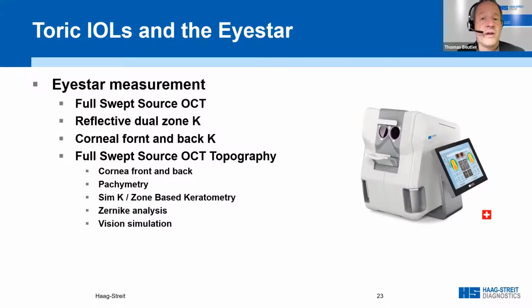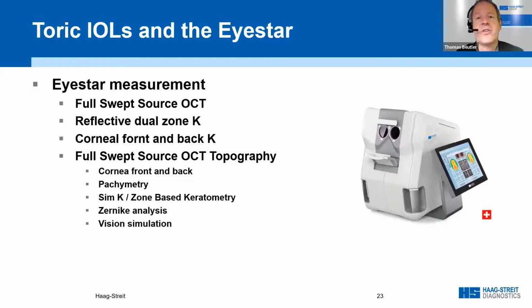The posterior cornea is used also in the IOL calculations with the Eyestar. So automatically, if you're using Eyestar measurements, then the posterior cornea is actually taken into account and used for the measurements. Then in addition, we have all the benefits of swept source OCT-based topography.